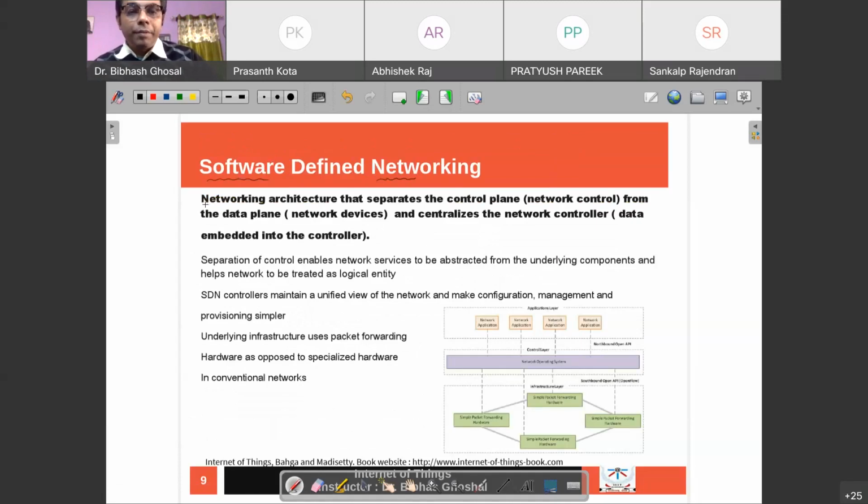The definition here says that it's a kind of network where you separate the control plane and the data plane. Well, what is this control and data plane? The control plane is the one which will decide how the data will move within the network, right? Basically, the protocols, etc., the controller. And the data plane is actually the devices, the network devices, the switches, etc. So the idea is that you have to keep these two separate.